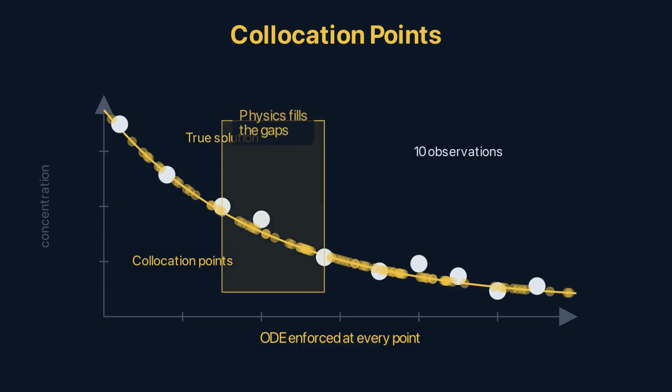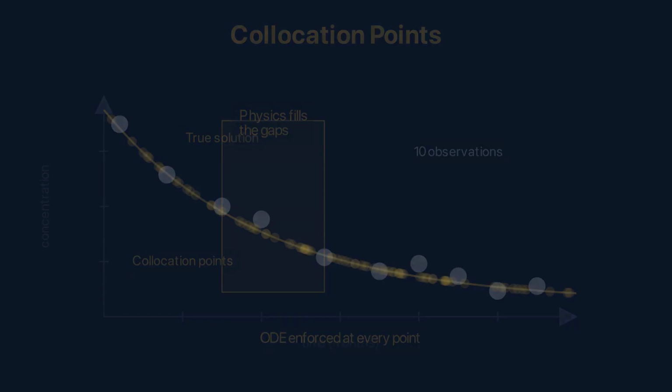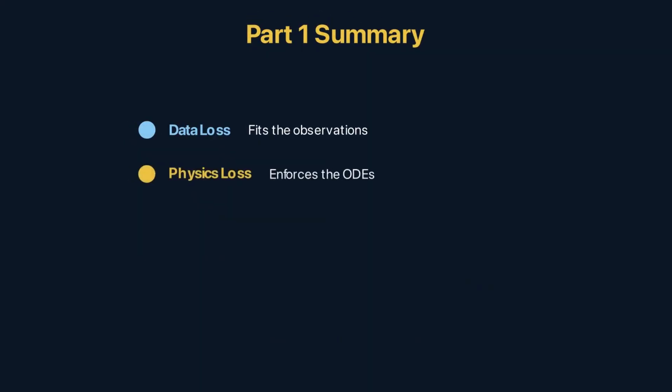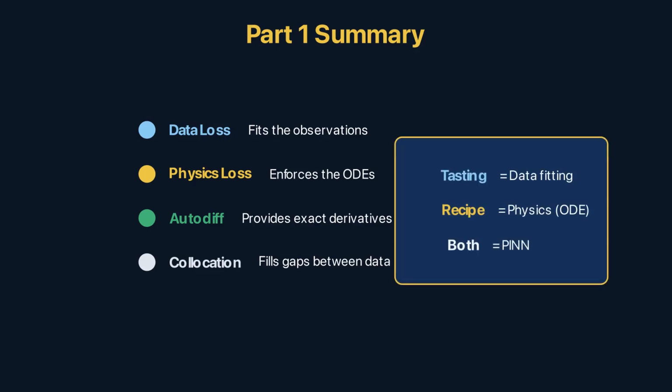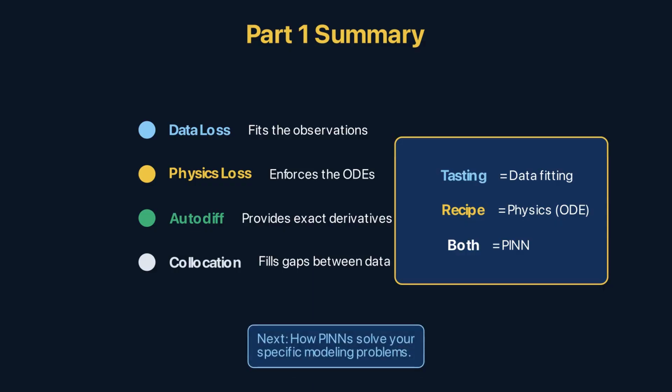The recipe tells the apprentice how the dish should evolve between tastings. The trajectory between measurements follows the ODE, regularized by physics. Data loss fits the observations. Physics loss enforces the ODEs. Autodiff provides exact derivatives. Collocation points fill the gaps between measurements. The apprentice uses both the tasting and the recipe. Next, how PINNs solve your specific modeling problems.